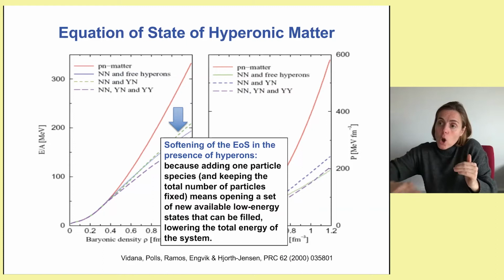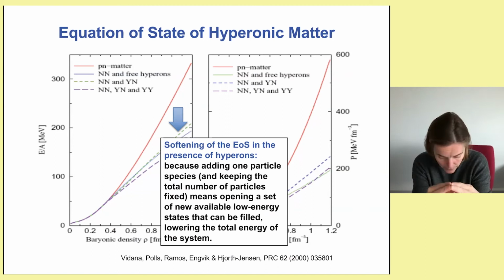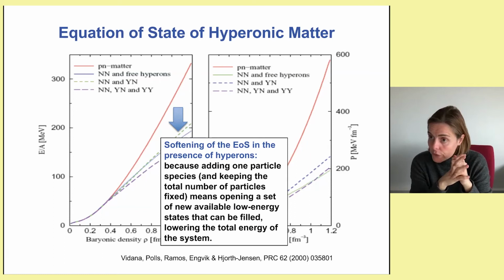And therefore you are lowering the total energy of the system. So this is what is happening. When the hyperons appear, your energy per particle, your pressure of your system gets smaller, it's lowered, okay? And this actually has important consequences for the mass and the radius, because you have less pressure, okay?